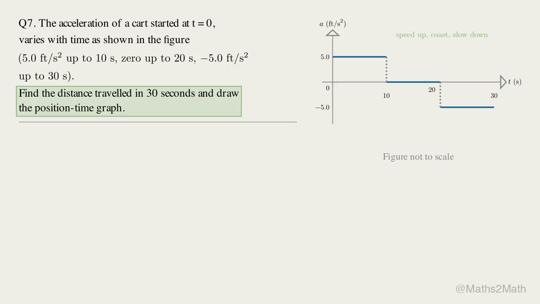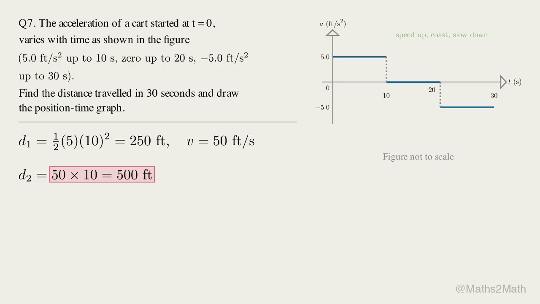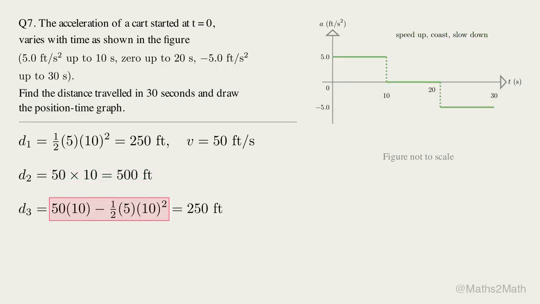Add the three distances. Phase 1, from rest at 5 feet per second squared for 10 seconds. Distance is half a t squared, 250 feet, ending at speed 50. Phase 2, constant 50 feet per second, for 10 seconds covers 500 feet. Phase 3 mirrors Phase 1. Slowing from 50 to rest covers another 250 feet.